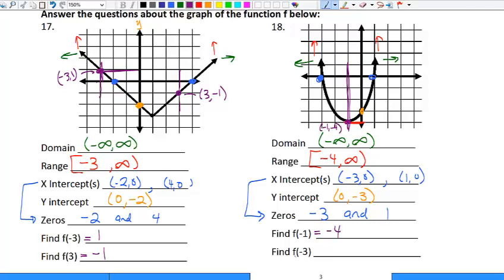Okay, well, what if x is -3? So f of -3, that's 1, 2. -3 is right here, so it looks like it's right there on the x-axis, which is -3, comma, 0. So if x is -3, then y is 0.